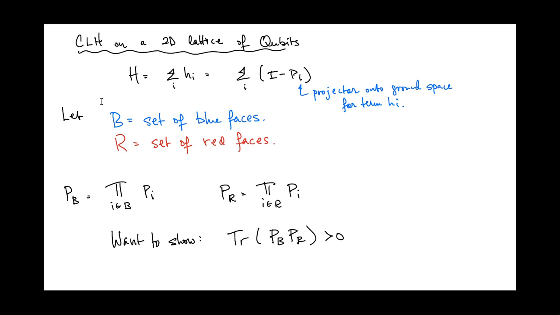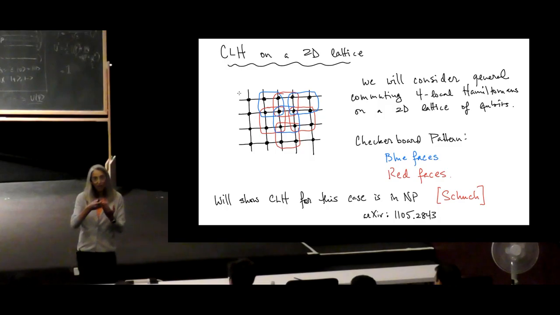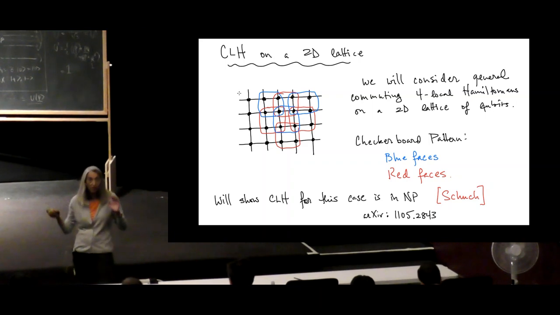Here's my Hamiltonian, it's a sum of terms. PI is going to be a projector onto the ground space of HI. Yes? Can I clarify? Are you specifying that all the blue faces and all the red faces have the same term? Not necessarily. It's not even translationally invariant. It's just arbitrary. It's just commuting. Oh, so you're just going to use this checkerboard structure? Yes, to kind of analyze it. If I look at the blue faces, that has an easier to analyze structure because the terms only overlap on a qubit. And same with the red, but then we ultimately have to put it together, but there's not necessarily translation invariance in this picture.